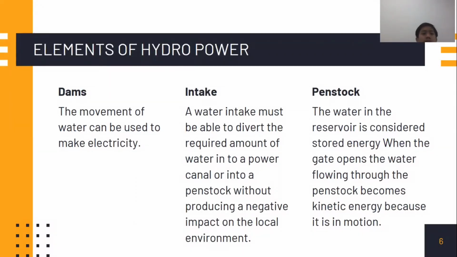Elements of hydropower. Dams. The movement of water can be used to make electricity. Intake: the water intake must be able to divert the required amount of water into a power canal or into a penstock without producing a negative impact on the local environment. Penstock: the reservoir is considered stored energy. When the gate opens, the water flowing through the penstock becomes kinetic energy because it is in motion.